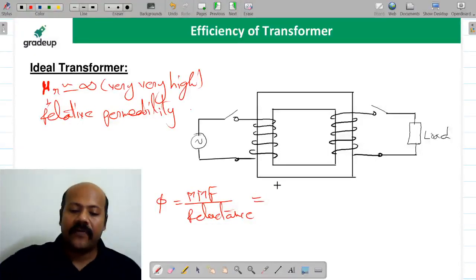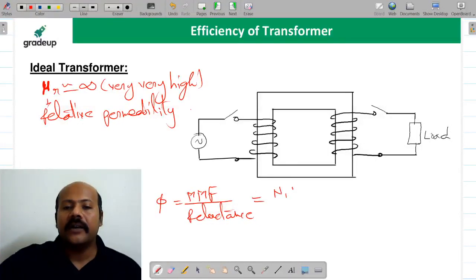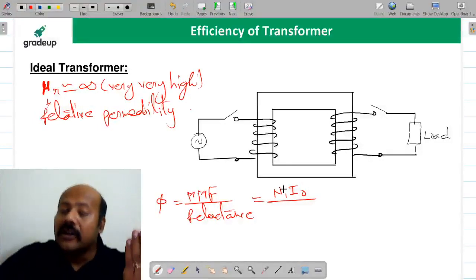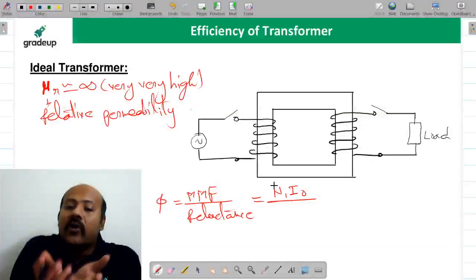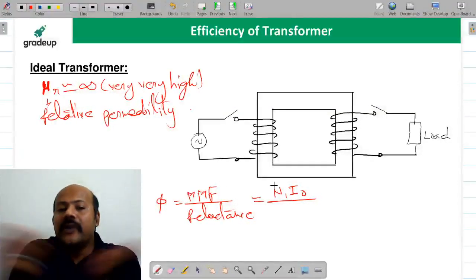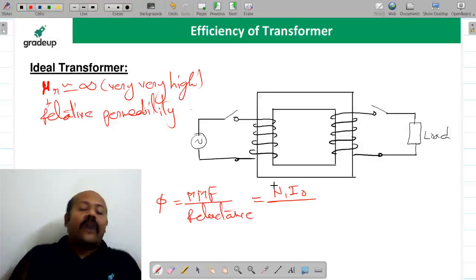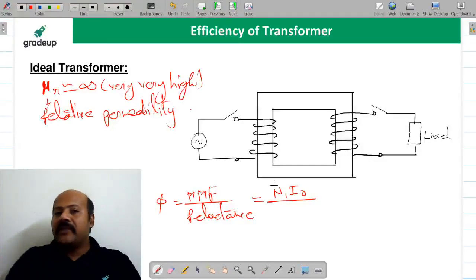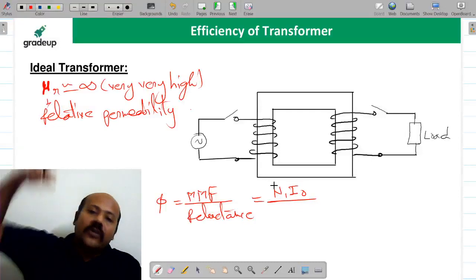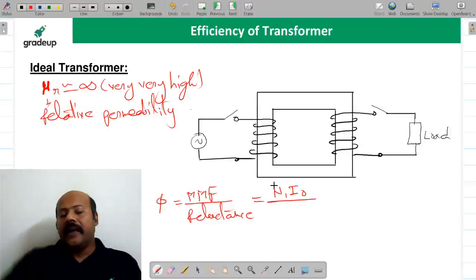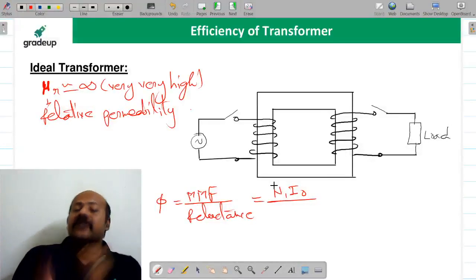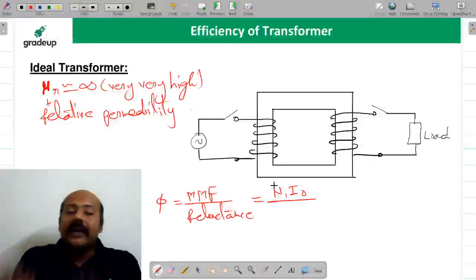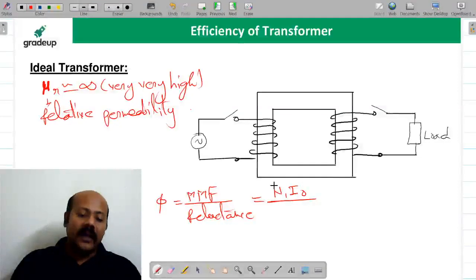What is MMF? At no load condition it is going to be N1 I naught, and even in load condition also, because of the transformer action, the MMF in the core is going to be N1 I naught, because whatever extra current you are extracting from the supply is just to compensate the secondary current I2. For the magnetization of the core, the current is again I naught, nothing else.